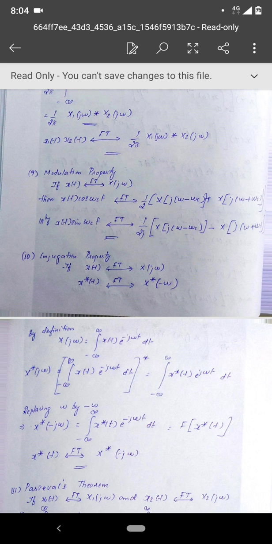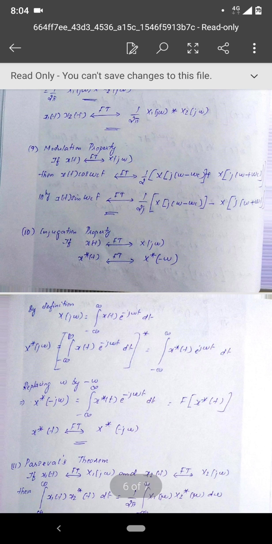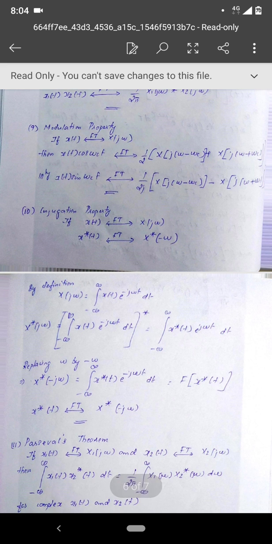The conjugate of e raised to jωt is nothing but e raised to minus jωt. And what is the conjugate of e raised to minus jωt? That is nothing but e raised to jωt. So for a complex signal, the sign of the j term changes. That is the importance of conjugation. Okay.